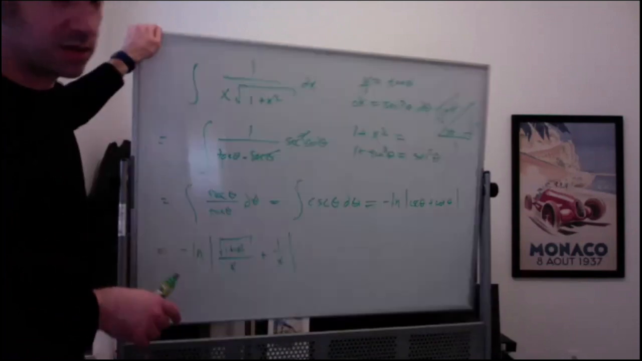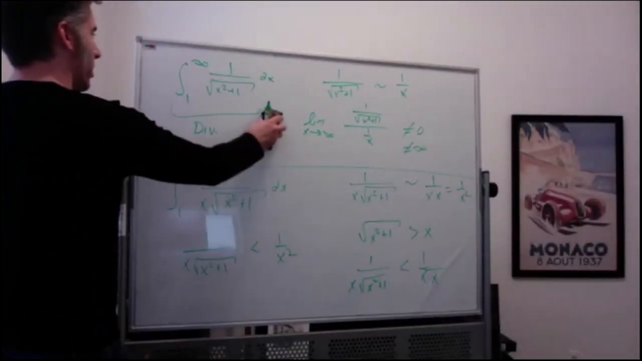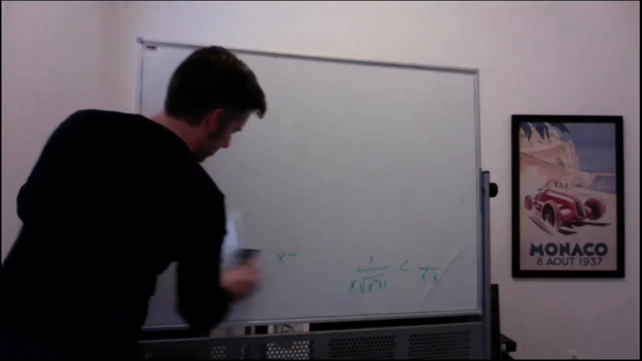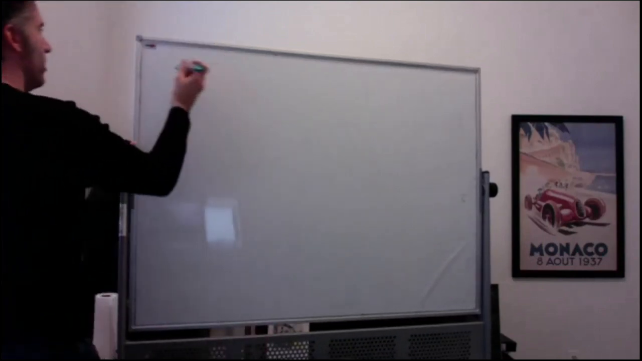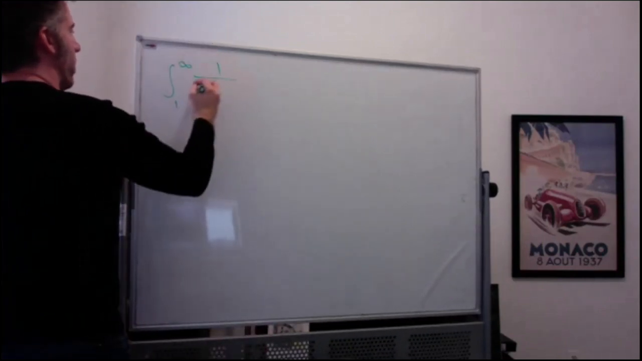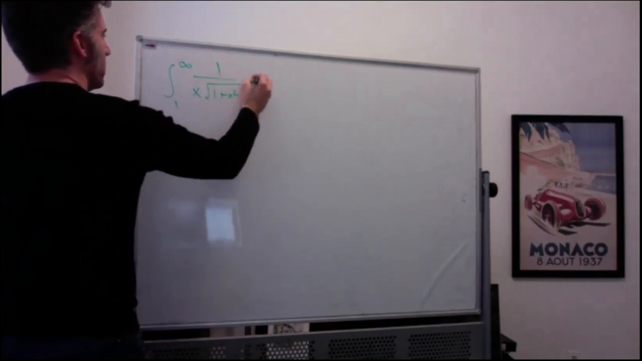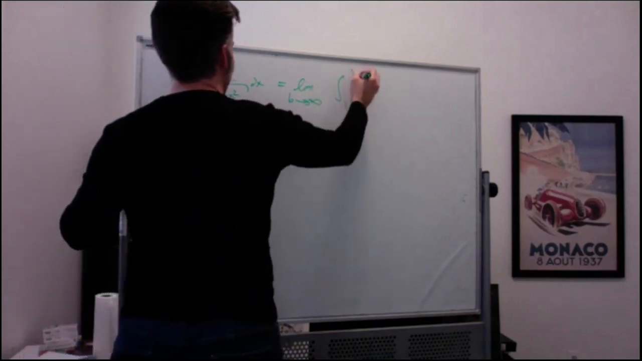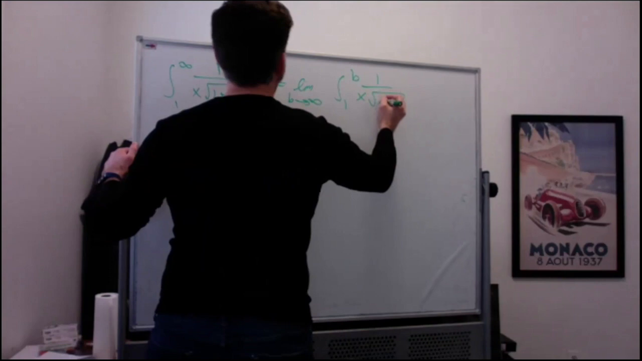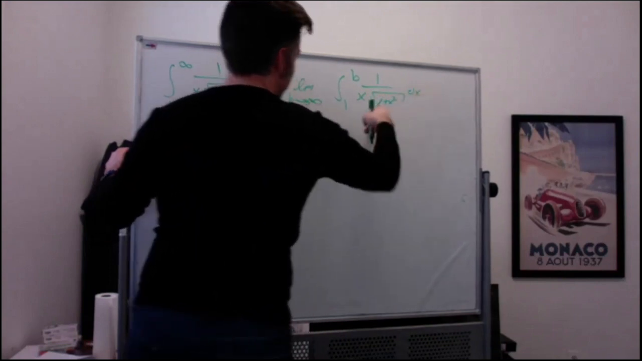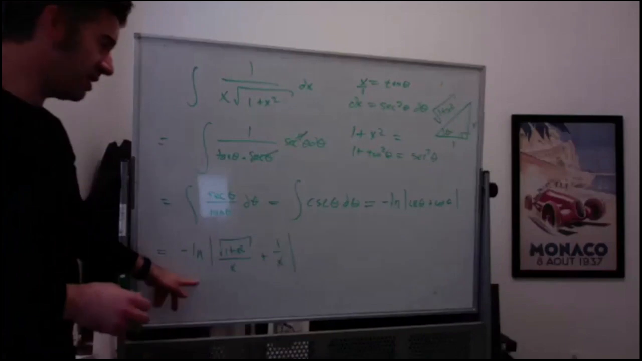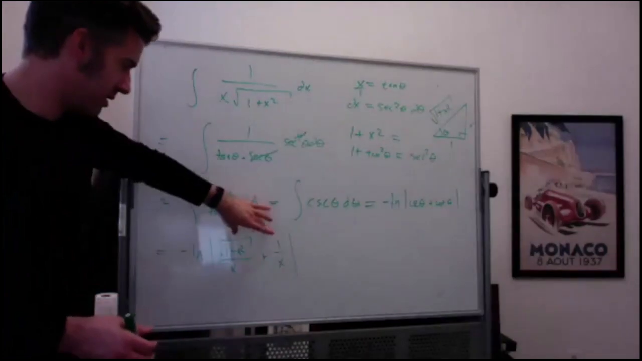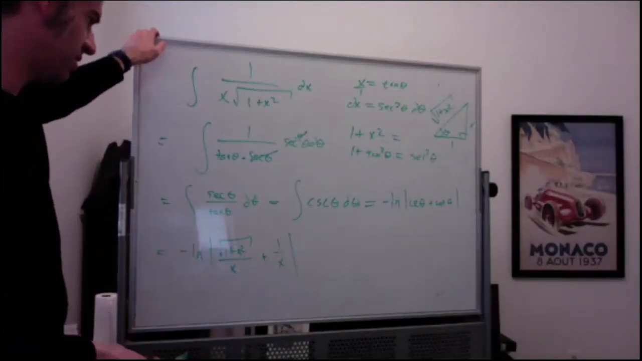Now here's what I'm going to do. To figure out if it converges, to figure out what it converges to, I'm going to write the integral from 1 to infinity of 1 over x square root of 1 plus x squared dx equal to the limit as b goes to infinity of the integral from 1 to b of 1 over x square root of 1 plus x squared. We did the integral. We got this mess, which I guess we could write as one fraction. I could write this divided by x, although it might not be in our interest to, but we will anyway.